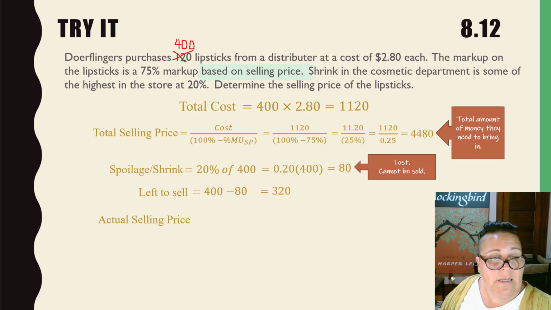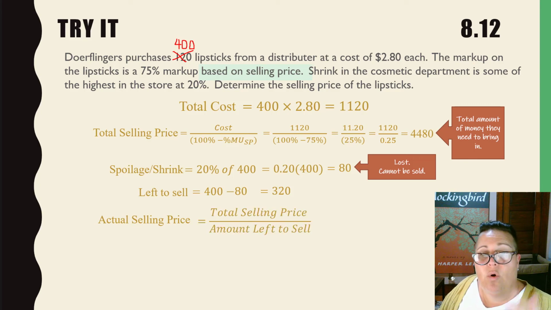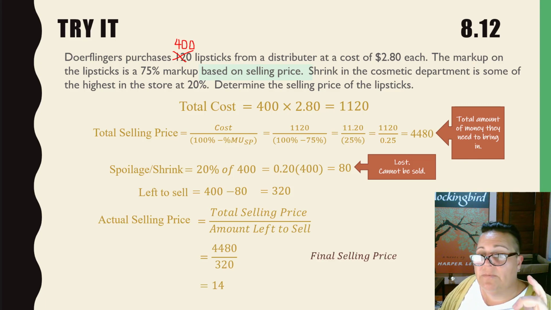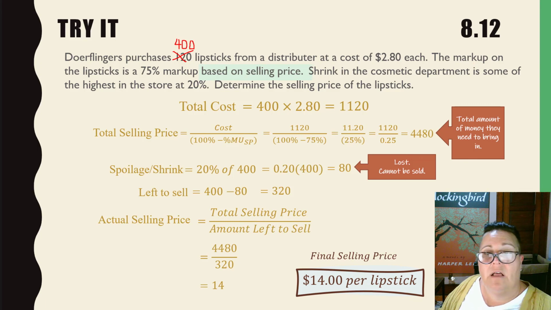Our actual selling price then is going to be the total amount of money we need to bring in, that's the 4,480, divided by the number left to sell, or 320. We're going to spread that evenly among the 320 we have left to sell, giving us a price of $14. So each lipstick should be $14.